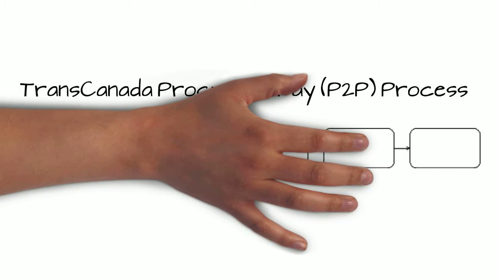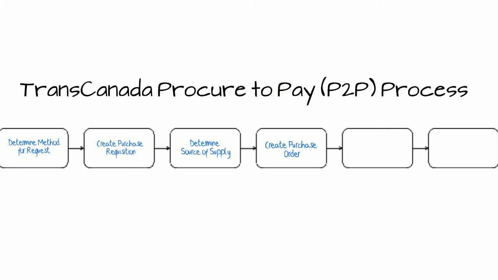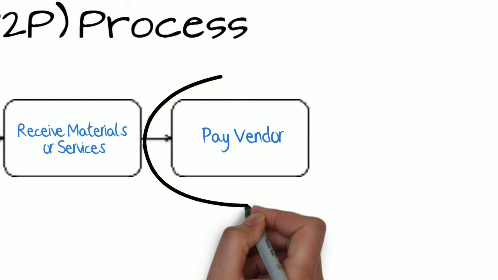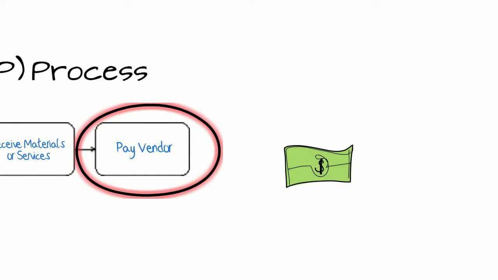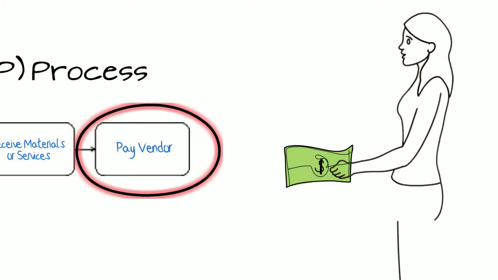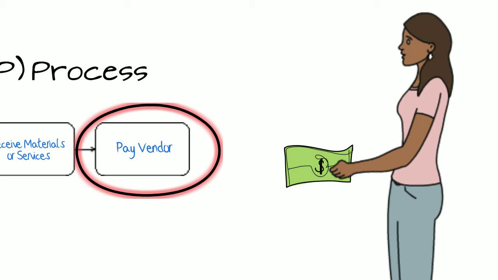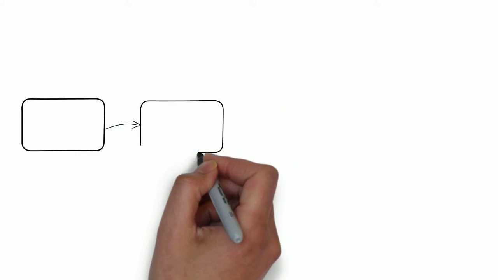In the P2P overview, you saw TransCanada's end-to-end Procure to Pay process at a high level. In the AP invoice processing overview, we are going to focus on what happens in the last step of the P2P process, pay vendor. How does the vendor get paid? Who is involved? What do you need to know in order to ensure that AP has the right information to pay the vendor?